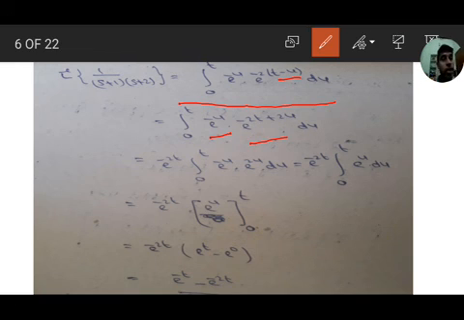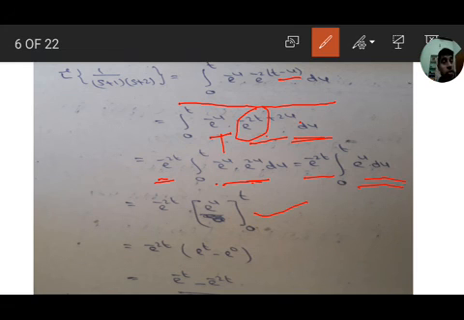This e^(-2t) is an outside coefficient. The integration is with respect to u, so t is a constant outside. The integral from 0 to t of e^(-u) e^(2u): the bases are the same, so if we add the powers we get e^(-2t) times e^u du. And the integration of e^u is e^u, with limits 0 to t.